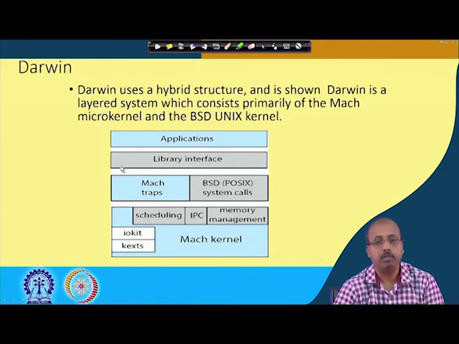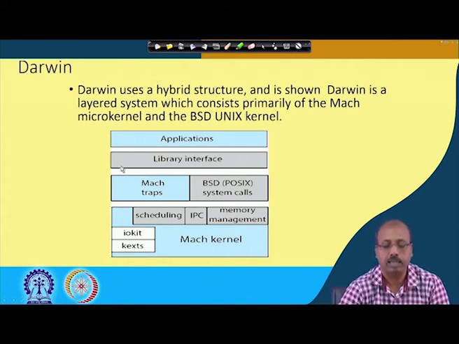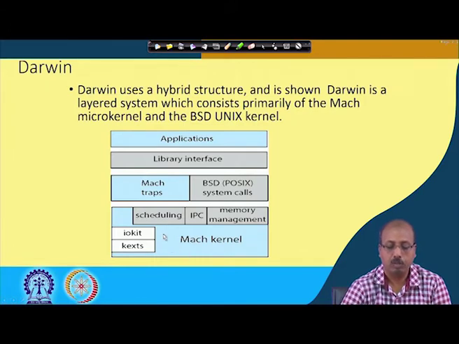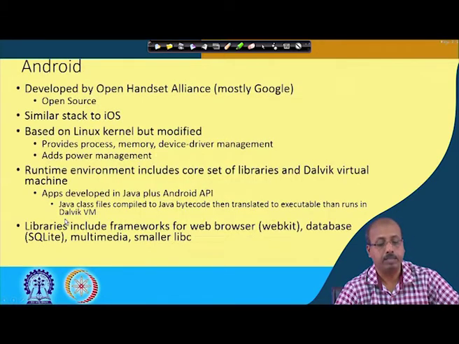Then Darwin. Darwin is a hybrid structure for the kernel part. It is a layered system which consists primarily of the Mach microkernel and the BSD Unix kernel. So, this is the Mach kernel. On top of that we have scheduling, IPC and memory management units. So, we have Mach traps and BSD system calls, then library interface applications. Apart from that, there are some small modules in the Mach kernel, IO Kit and KEXTs. These are for IO handling and processing. So, this is a very simple system, again a hybrid system.